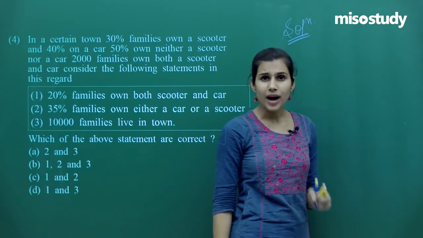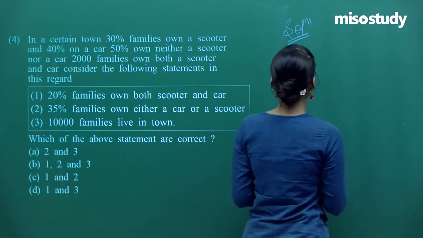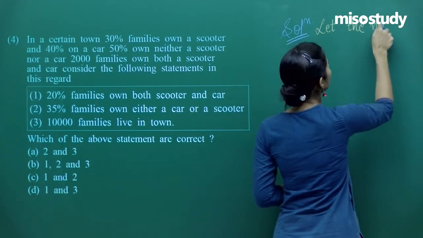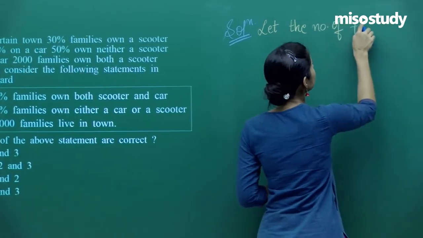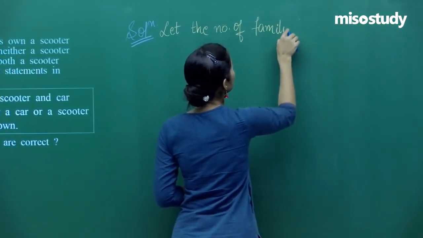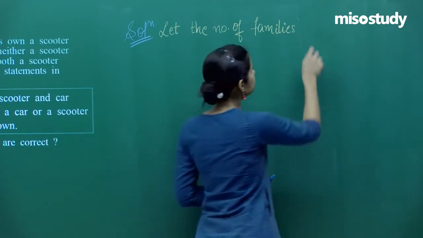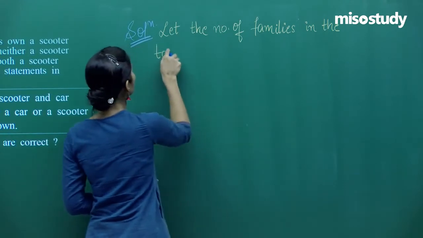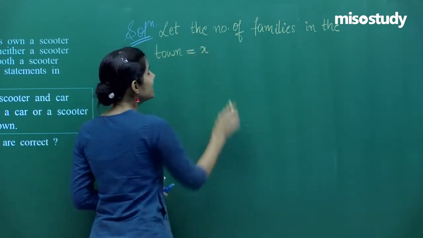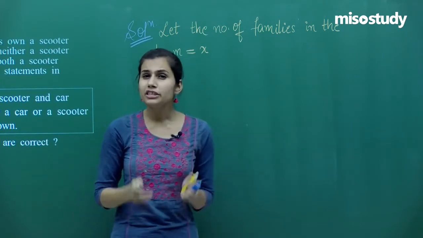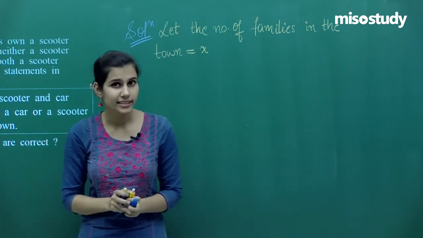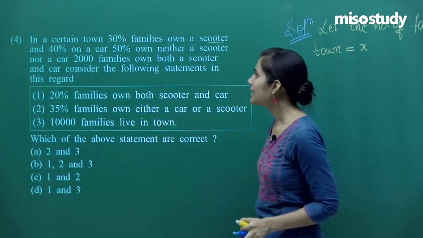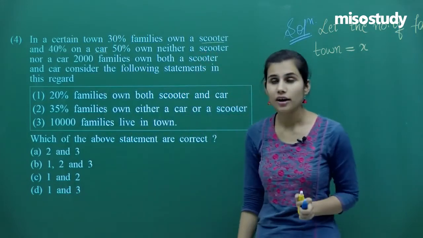Suppose the total number of families in the town is X. Let the number of families in the town be X. Then we are given 2 categories in which families are divided. First category is those families who have a scooter. Second category is those families who have a car.